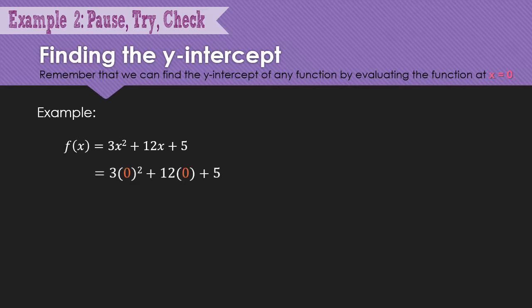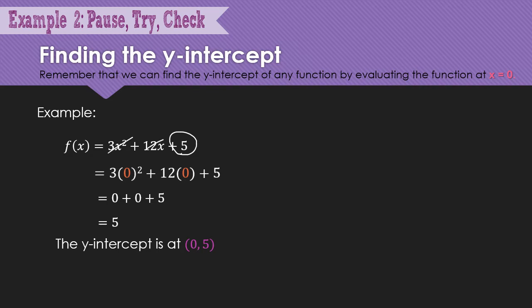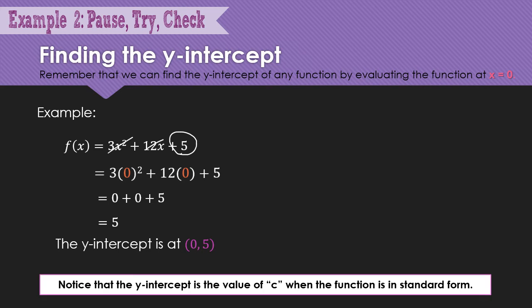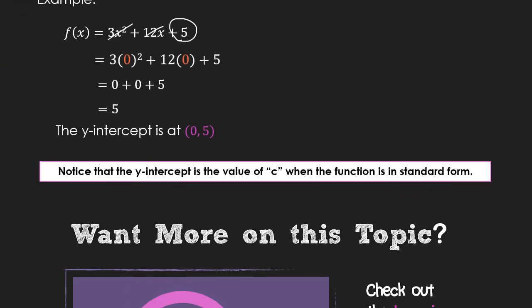If I evaluate at 0, because that's where my y-intercept is going to take place, when I simplify, my answer is 5. That is my c, because when I plug in 0, these two terms cancel. So my intercept is at (0, 5). Remember that the value of c is your y-intercept when the function is in standard form.